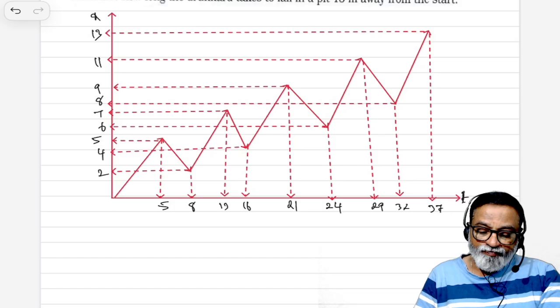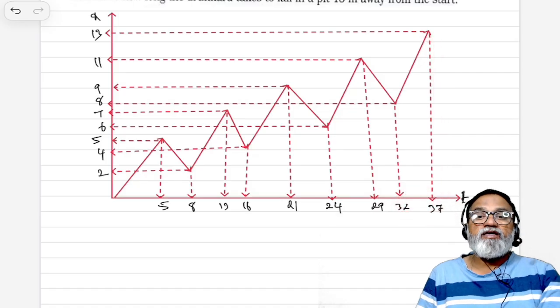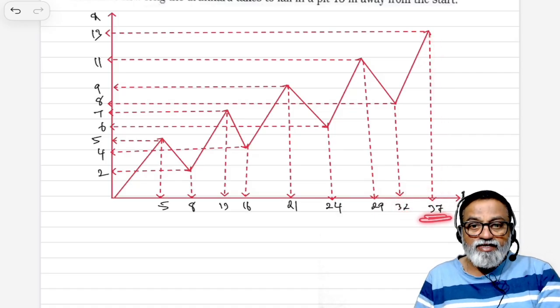The pit is at a distance of 13 meters. Therefore, total time is 5, 8, 13. 13 plus 3, 16. 16 plus 5, 21. 21 plus 3, 24. 24 plus 5, 29. 29 plus 3, 32. 32 plus 5, 37. Therefore, finally, he fell into the pit at a distance of 13 meters in a time of 37 seconds.